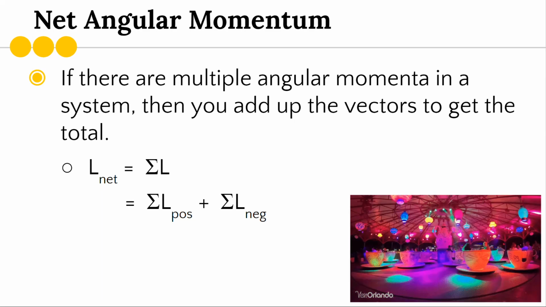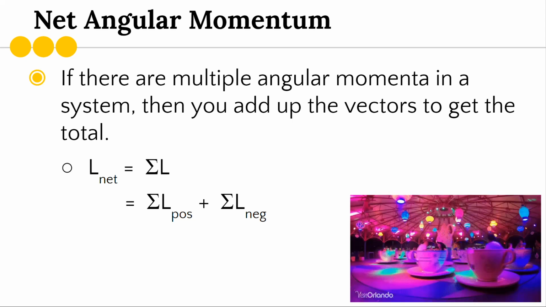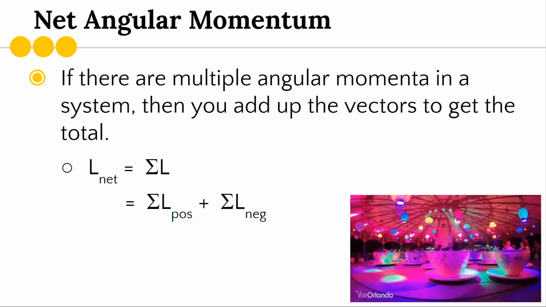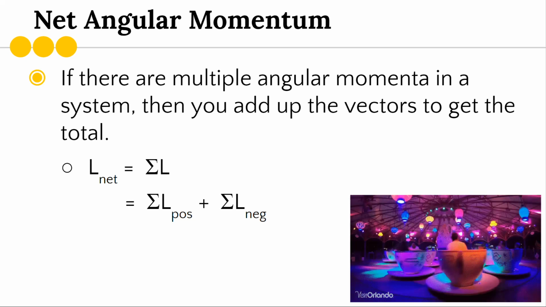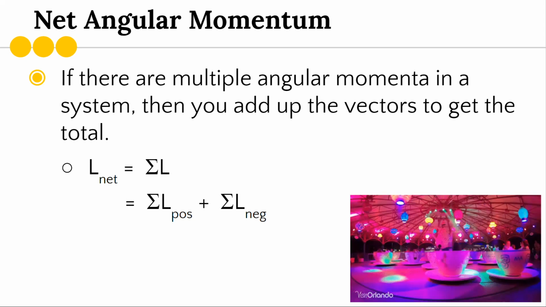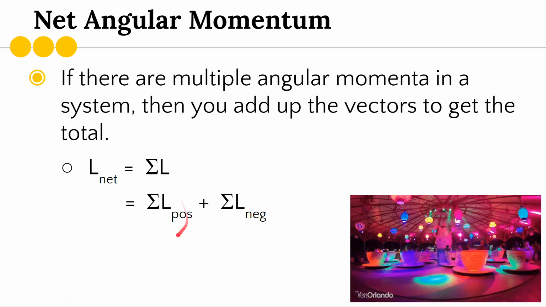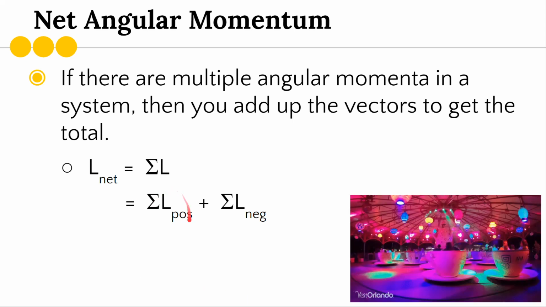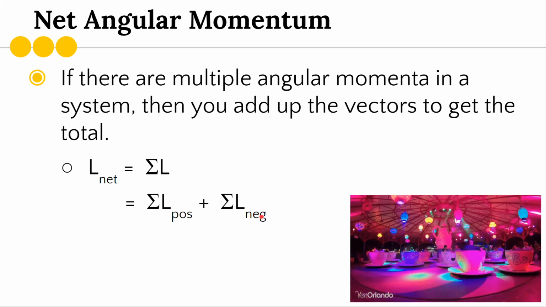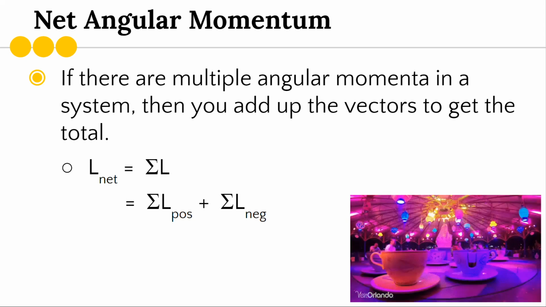Okay, so of course, if you have just one object in the system, then there's only one thing to consider. But if you have multiple angular momenta in a system, then you can add up the vectors to get the total. We've done this before as well. But if you want to get that net angular momentum, it would be the sum of your angular momenta, and it would be the total of those that were in the positive direction plus the total of the angular momenta in the negative direction. And of course, in their opposite directions, we're technically subtracting here, not adding, if you do have momenta in both directions.